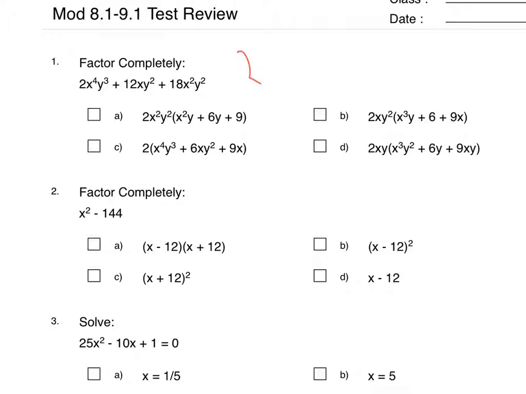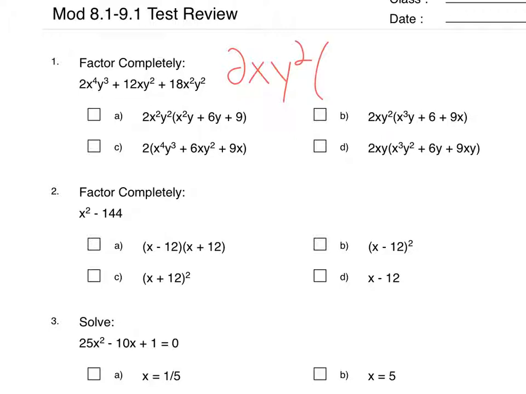And then look at your x's. We have x to the fourth, x, and x squared. The most amount of x's you can pull out is just one x. And then same thing with the y's. We have a y cubed, y squared, and y squared. So we can pull out 2 y's, which is y squared.